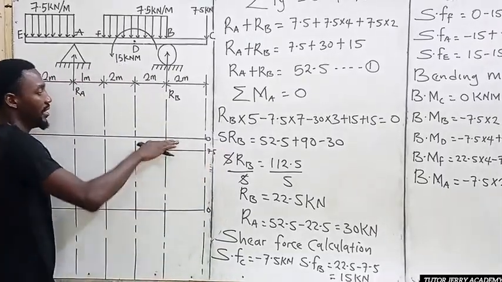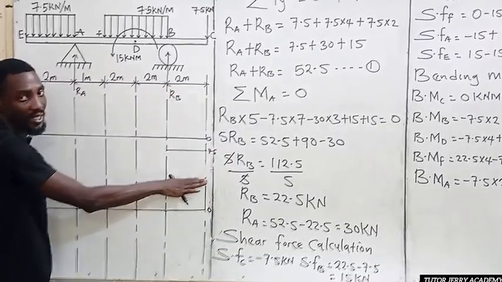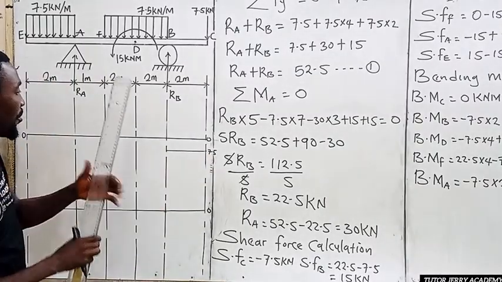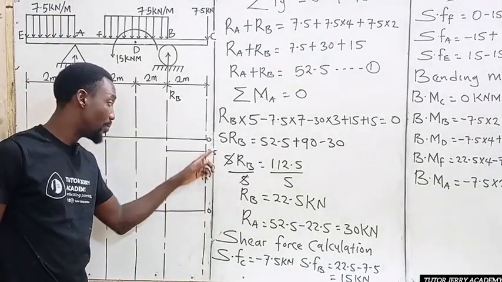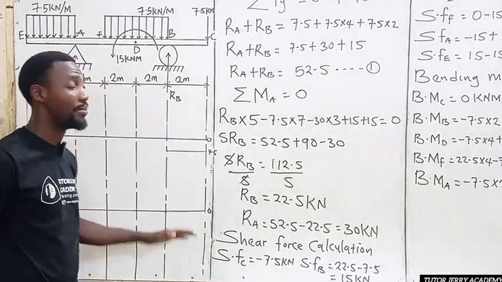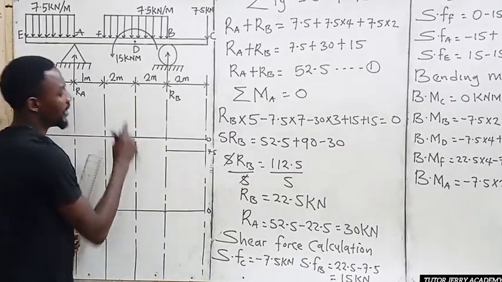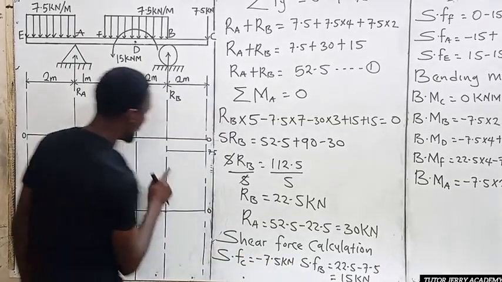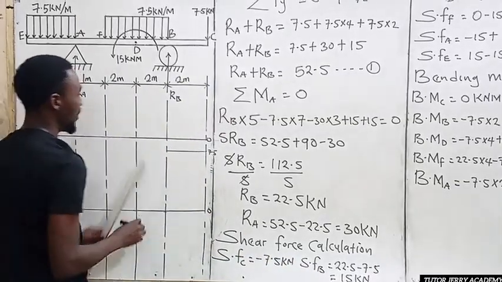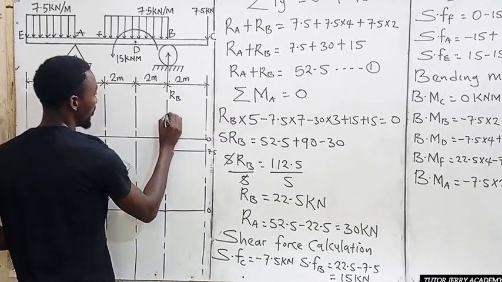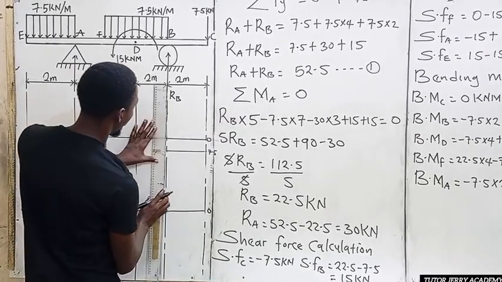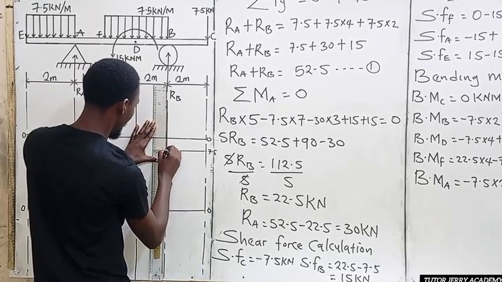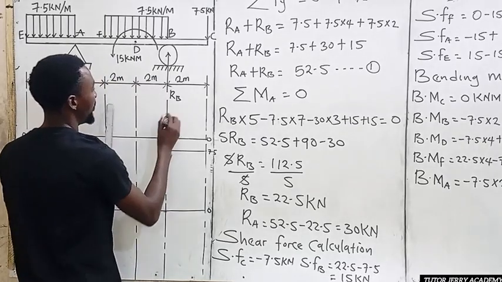But don't forget, above is positive, below is negative. So there's no need for me to write negative here again. If you want to write that, you can, and you can also put the unit, but I'm just trying to maintain my space. So at point B, our shear force is 15. So it moved from this point to 15. So let's just take this point to be 15. All right, so this is 15.